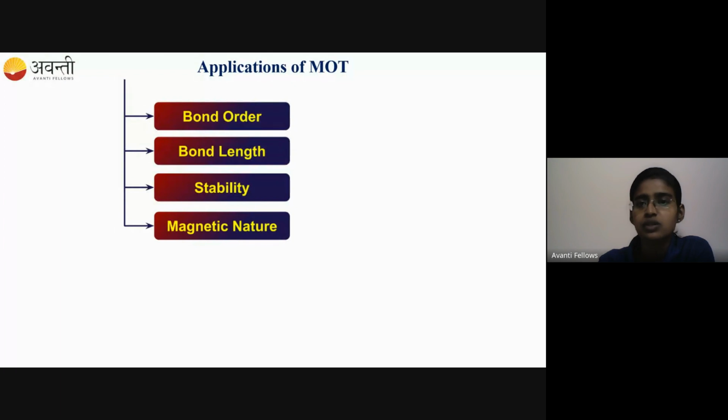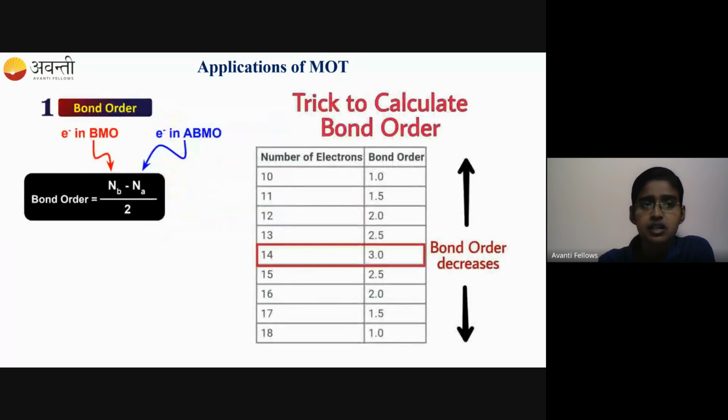So coming to the first application, which is bond order, all the 4 applications are very important. Just have a look at it. Bond order. So according to molecular orbital theory, there is one formula to find out the bond order.